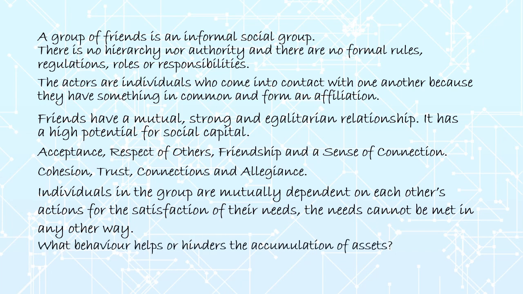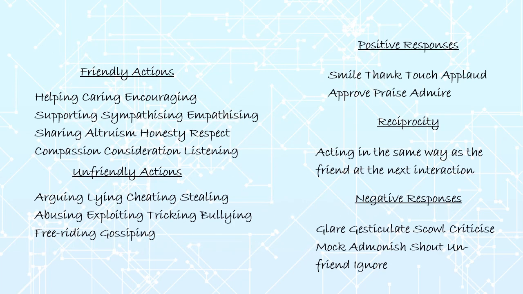What behaviour helps or hinders the accumulation of assets? Friendly actions and positive responses increase social capital and the satisfaction of needs. Unfriendly actions and negative responses reduce social capital and the satisfaction of needs. Over time, with sufficient interaction, the group establishes norms for friendly and unfriendly behaviour. The examples here are typical norms for a group of friends, but each group will have its own norms, and they can differ considerably.